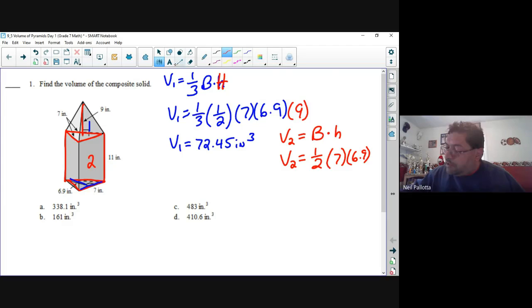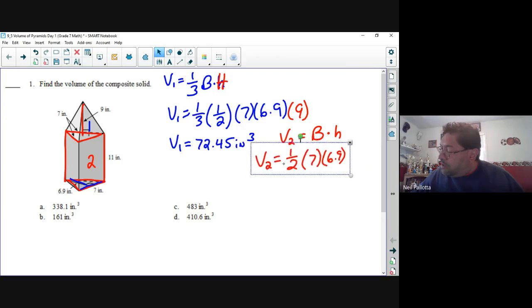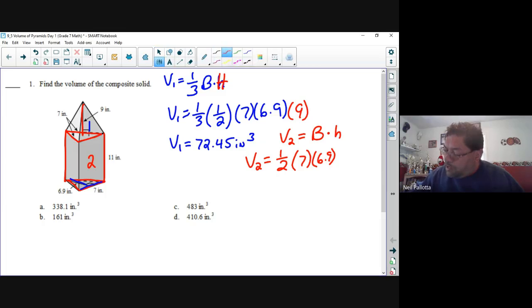But then, I'm going to slide this over a bit, then we still have to multiply by the height of the prism as it sits on its base. So that h here is the height of the prism as it sits on the triangular base. That's going to be 11. So when we multiply 1/2 times 7 times 6.9 times 11 for V2, we get 265.65, and those are cubic inches.